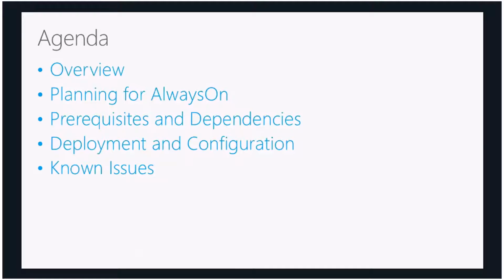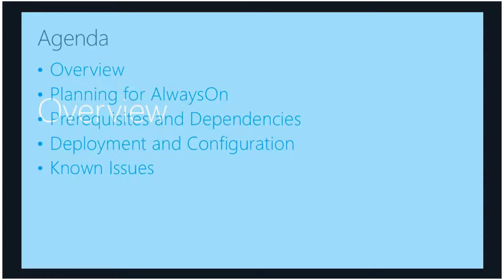As far as the agenda for this coffee break, I'll do a quick overview of SQL Mirroring and SQL Always On, why it's necessary or why it might be a good idea. Planning for Always On, what are the things that you have to have in place prior to doing the implementation or deployment of Always On. What are the prerequisites and dependencies, and then the actual deployment and configuration of Always On, and a couple slides about some known issues that you should be aware of when you deploy Always On, so those don't bite you.